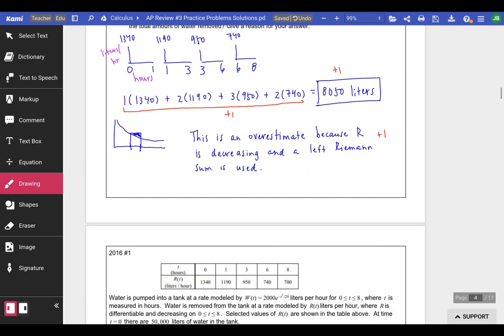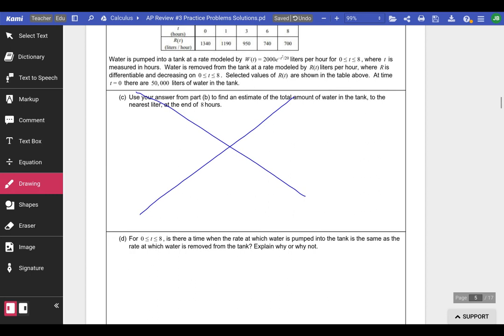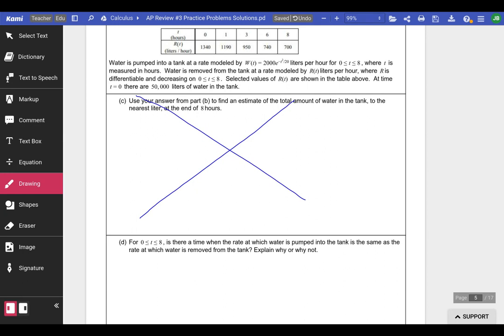All right, now for part C, we're actually going to skip this one. I should have removed this. This has material from Unit 8, which we know is not going to be included on the exam. So we'll skip that one, and we'll take a look at part D.